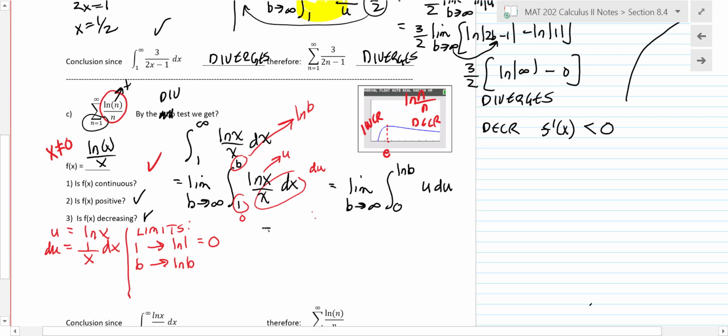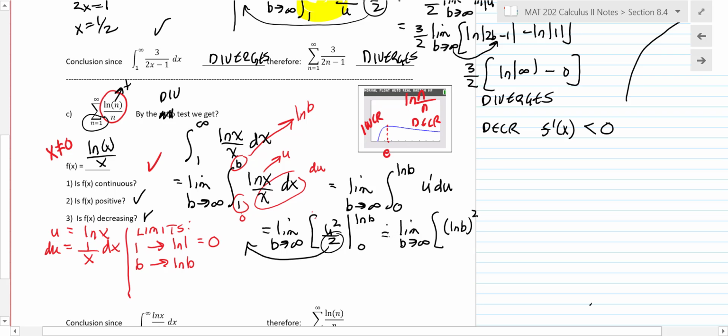When we do this, we're going to have the limit. I'm going to keep bringing the limit down because I don't want to forget to do that. The antiderivative is u squared over 2, and that's going to be evaluated from 0 to ln b. And then from here, we're ready to evaluate the integral. So that's the limit as b goes to infinity of ln b squared. And you can bring that 2 out as a 1/2. You don't have to, though, but I'm going to bring that out as a 1/2, like that. And then we're going to plug in the 0.